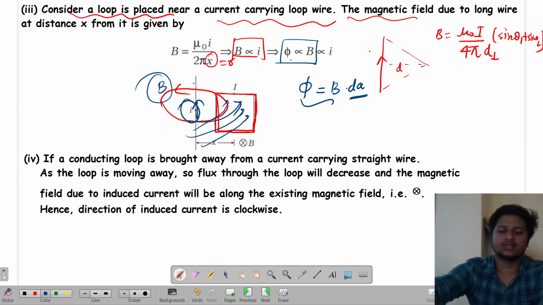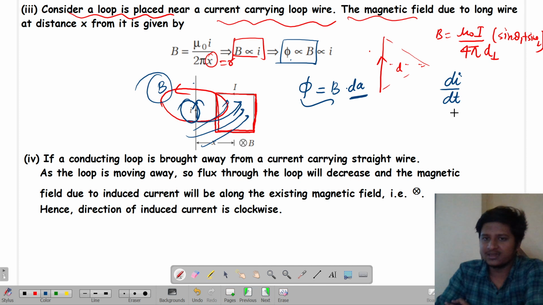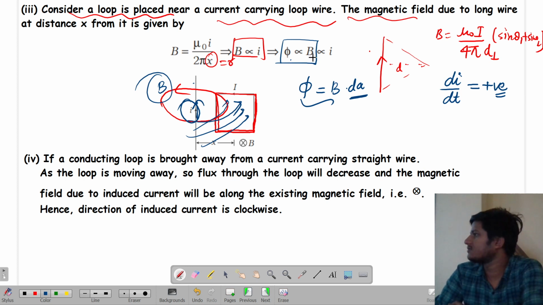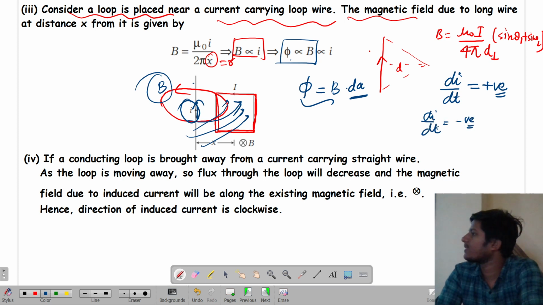So now, first important thing, look over here. If di by dt, which is the change of current in the straight wire with respect to time, is positive, what kind of change? Positive. So the magnetic field will increase or not? Yes or no? Flux is going to get increased over there. Got it or not? If this di by dt is negative, what will happen? Flux will decrease.